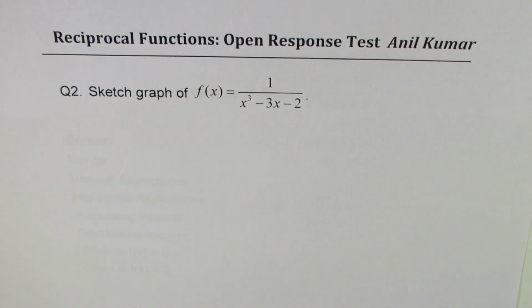Here is question number 2. You need to sketch the graph of f of x equals 1 over x cubed minus 3x minus 2. Now, it's the reciprocal of a cubic function. You may use the factor theorem to factor and then sketch the graph.